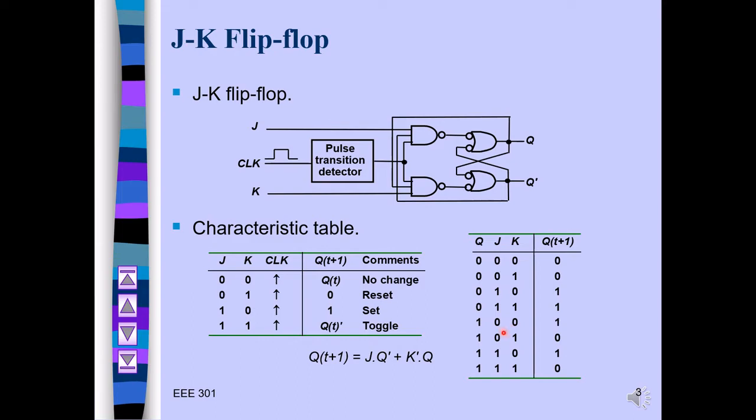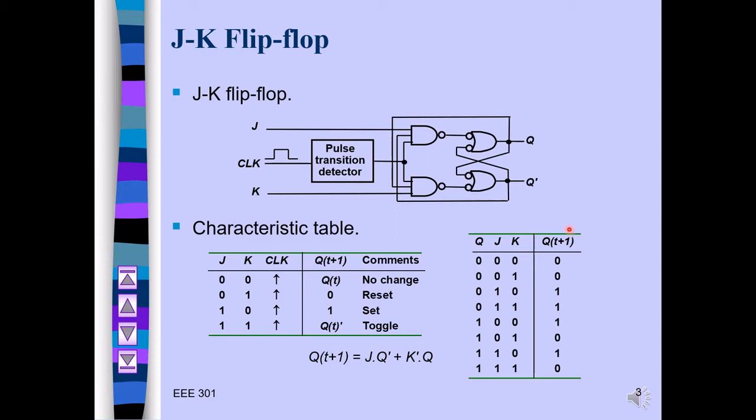Look here, 0 0 again. This is for the last four states, where our present state Q value is 1. For 0 0, no change, meaning the previous value was 1, so it will be 1. For 0 1, that means reset, so it will be reset to 0. Previously it was 1 but reset to 0. For 1 0, that means set, so set to 1. For 1 1, that means toggle, so previously it was 1, it becomes 0 now.